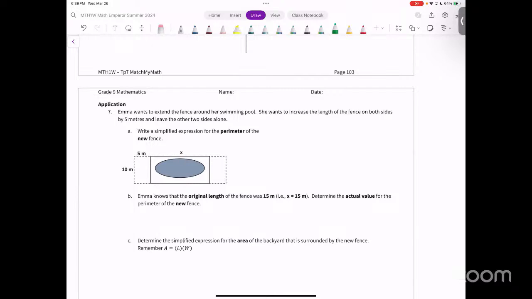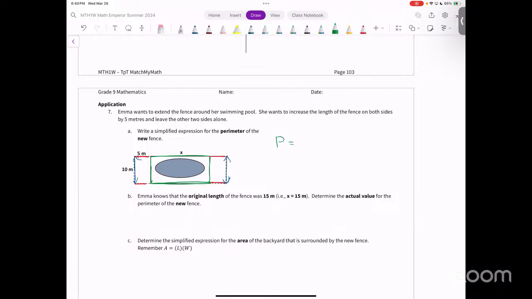Emma wants to extend the fence around her swimming pool. This is the swimming pool, and this is the fence around the swimming pool that she has. Now they say she wants to extend the length of the fence on both sides by 5 meters. So what does that mean? She is extending here by 5 meters, 5 meters, and leaving the other 2 sides alone. So she didn't touch the length at all. Write a simplified expression for the perimeter of the new fence.